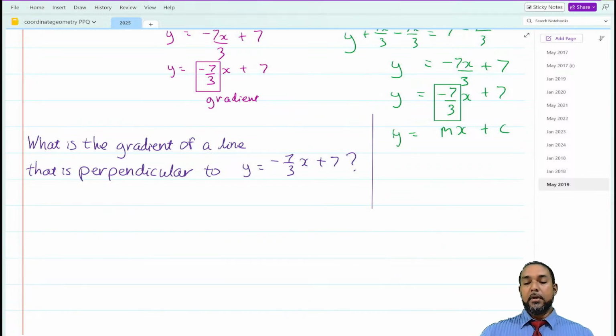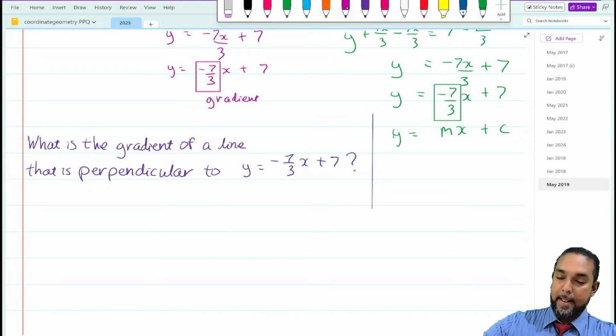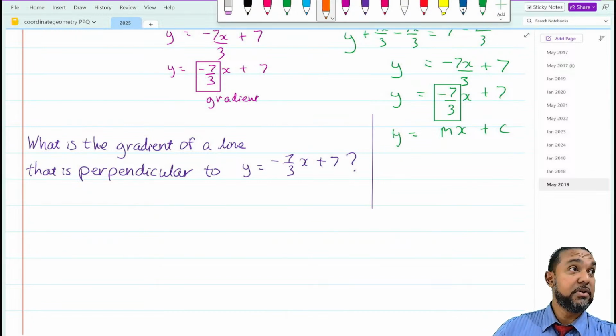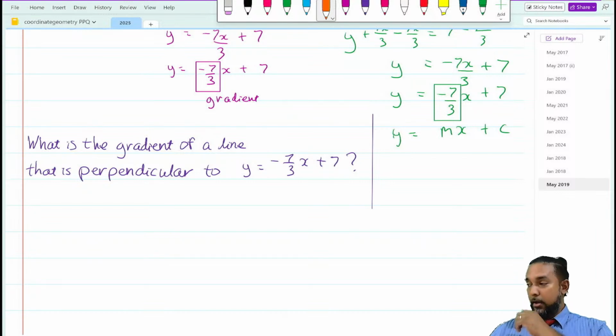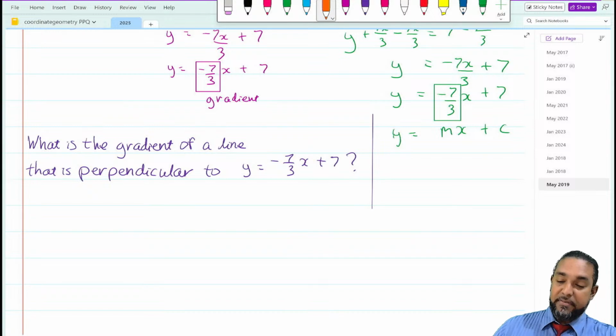Okay, cool. So what is the gradient of a line that is perpendicular to the above line? What do we say about the gradients of mutually perpendicular lines? Their product is equal to what? When two lines are perpendicular, they meet at 90 degrees, and the product of their gradients is -1.